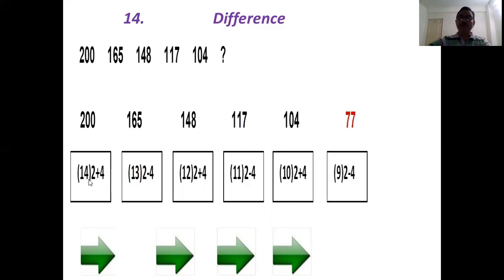So it means the number is decreasing one by one. First we are having 14 square, then 13 square, then 12 square, then 11 square, then 10 square, then 9 square. First I am adding 4, then subtracting 4. Adding 4, subtracting 4. Adding 4, subtracting 4.